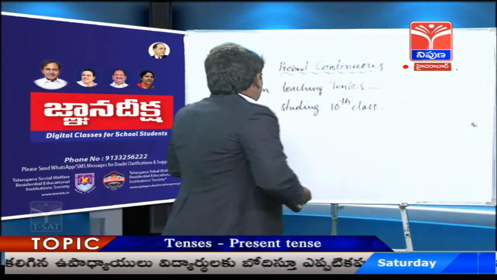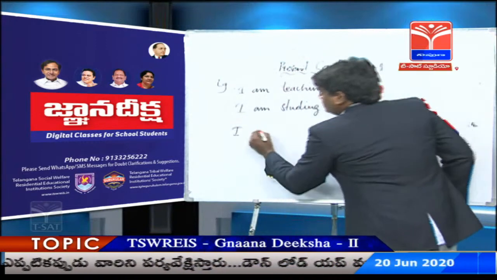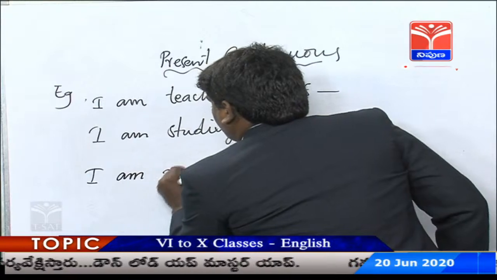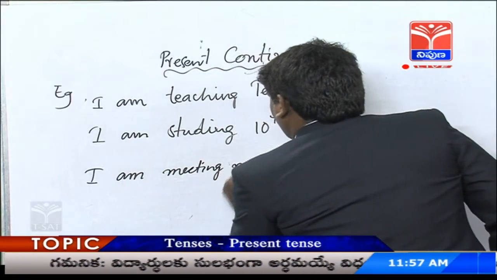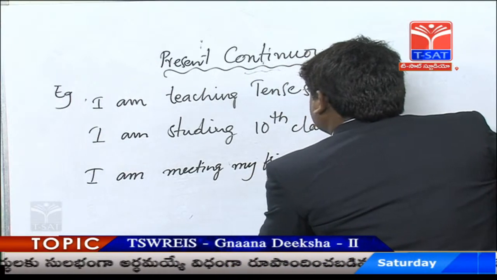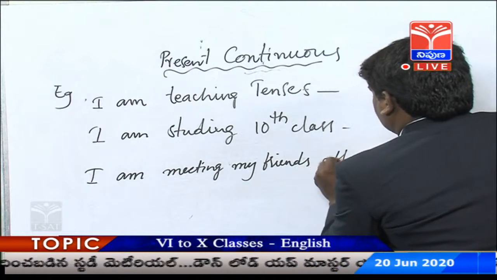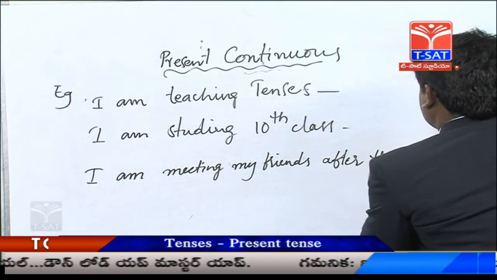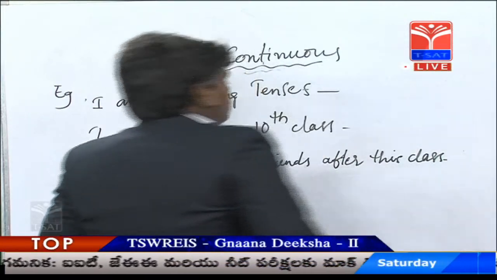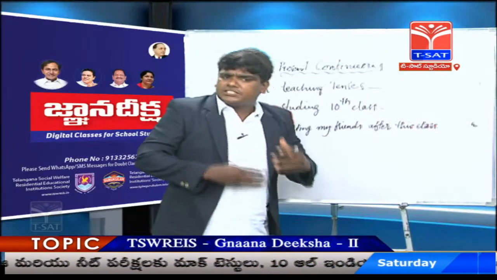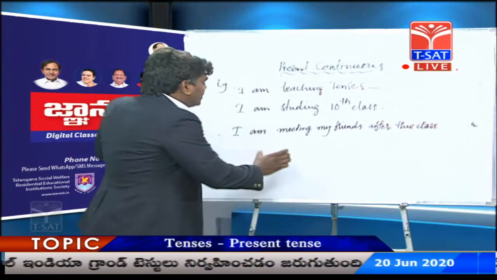Then after that, another example. See another example. I am meeting my friends after this class. So after completion of this class, I am going to meet my friends. So this is a near future action.